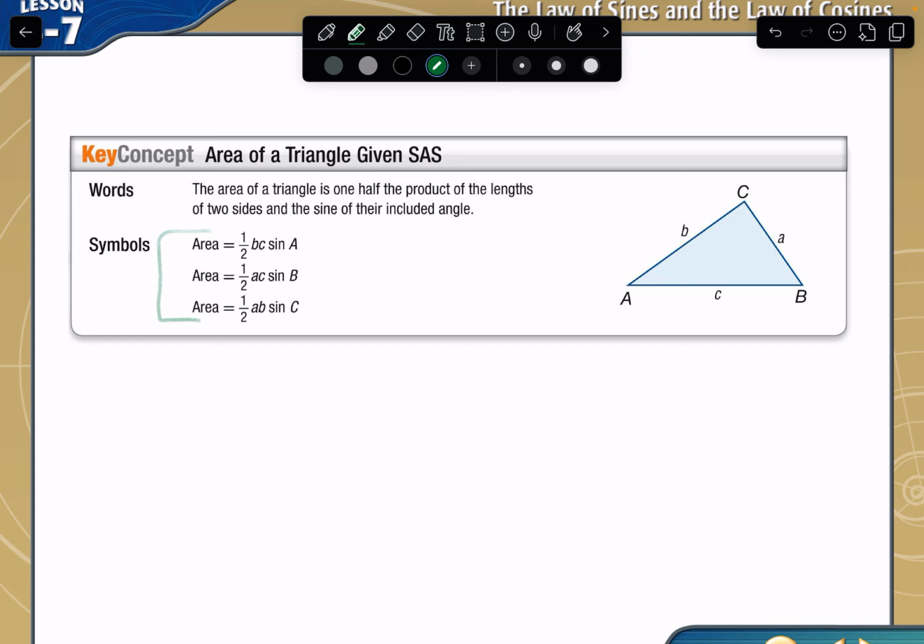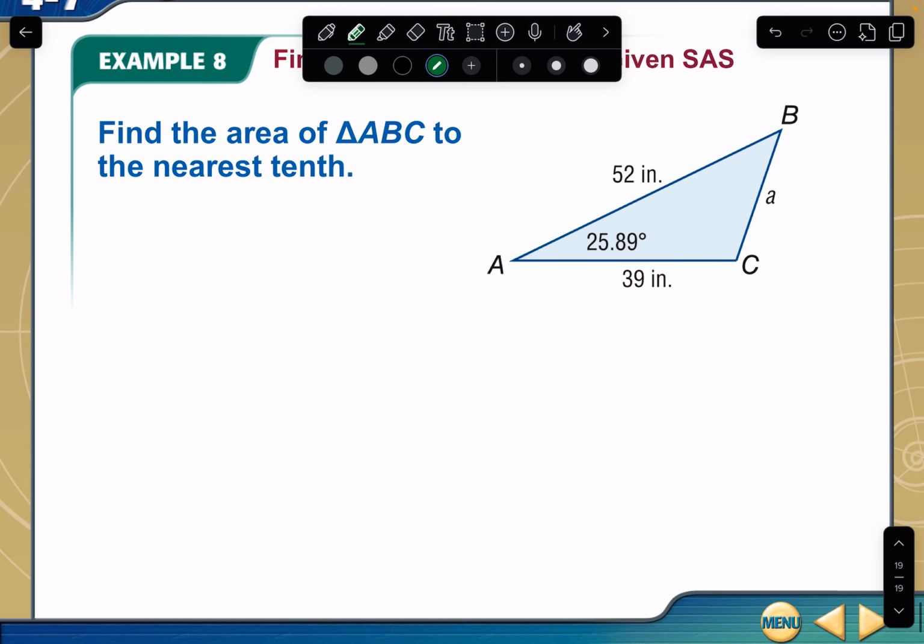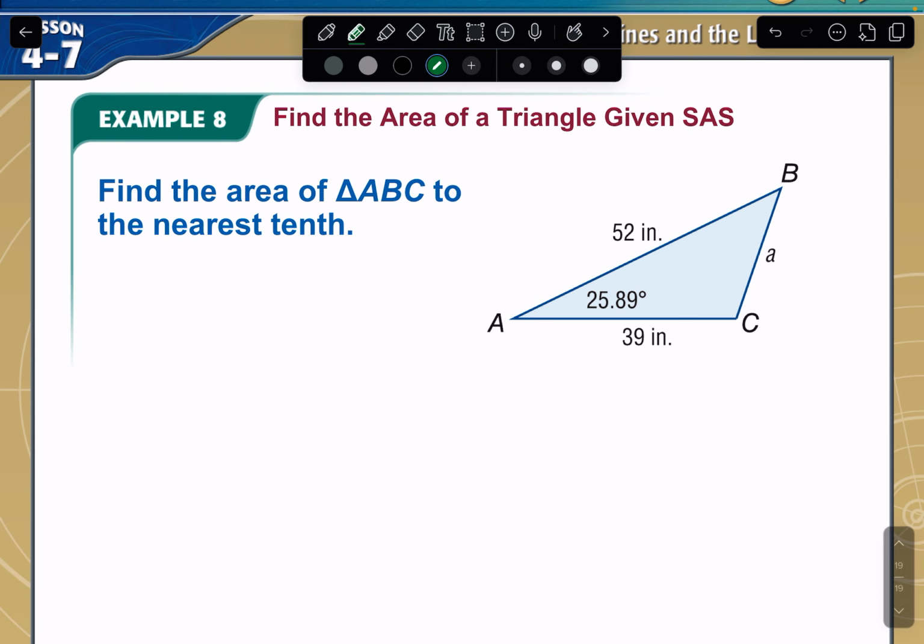So the one that you're going to use is dependent upon which angle measure you are given. So like if you're given angle A, you're going to use the first one. If you're given angle B, you're going to use the second one. If you're given angle C, you're going to use the third one. Not super confusing on which one you're going to use when. So example 8 is your last example in chapter 4, lesson 7.